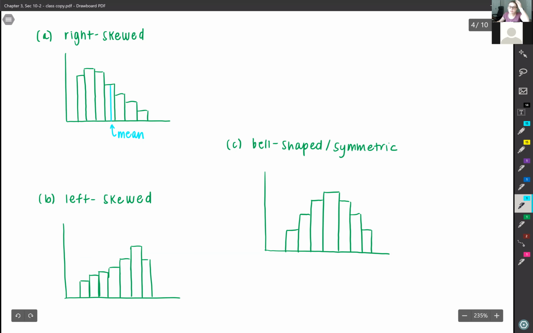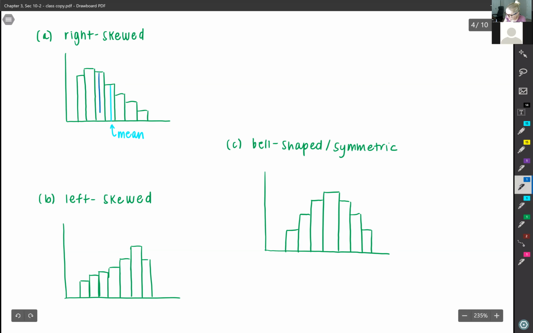And at the very beginning, we did say, so let me scroll back up to the mean. So at the beginning, we said, when the data is skewed, the mean is pulled in the direction of the longer tail. So that makes sense because when the data is right skewed, it means that the mean is pulled a little bit more to the right.